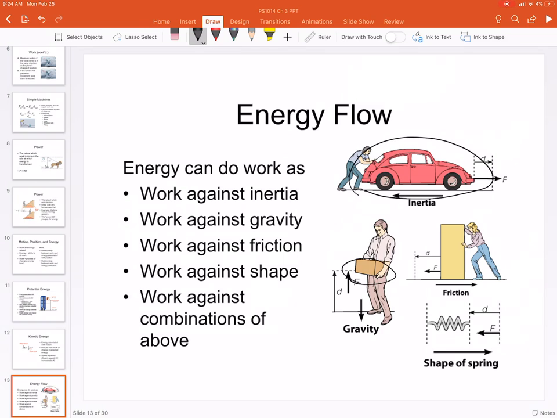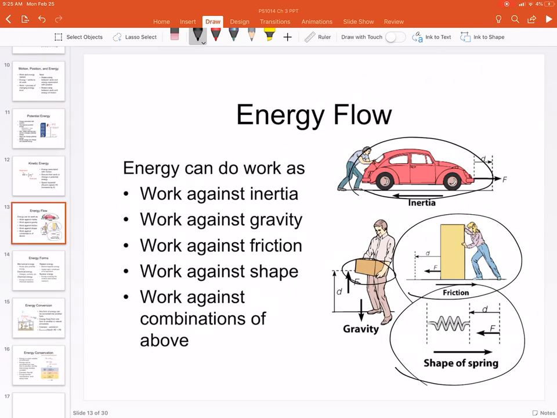You could also work against friction. Like this person who is pushing this box, if you slide it on any kind of surface, most surfaces are not going to be frictionless, so it's going to be a little bit difficult. And then you can even work against a shape. This is showing a shape of a spring.